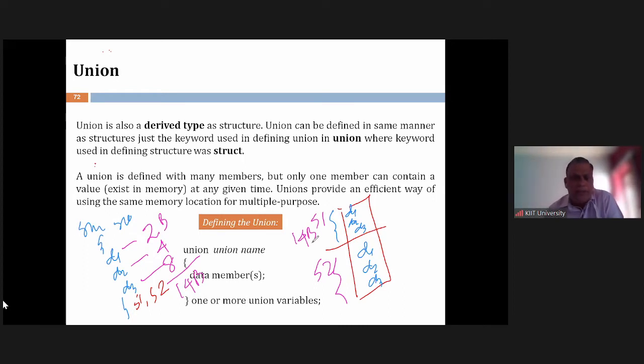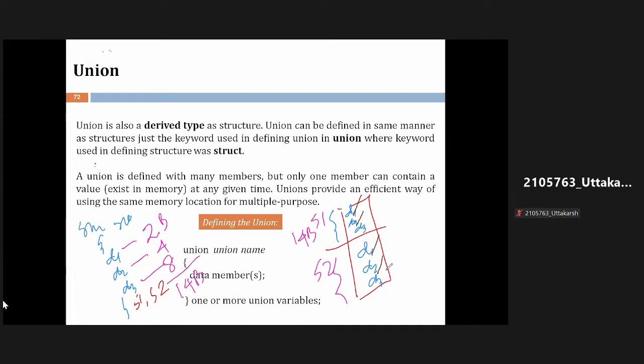Now the point is, this happens in case of structures. But in case of union, if it has 3 data members, in the main memory, at any instance of time, only one of the data members will appear. It can either be D1 or D2 or D3. All 3 data members will never appear. No 2 data members appear. Only 1 data member appears in the main memory at any instance of time.